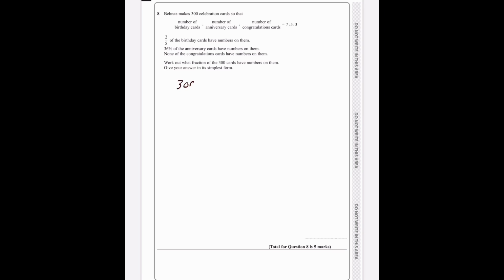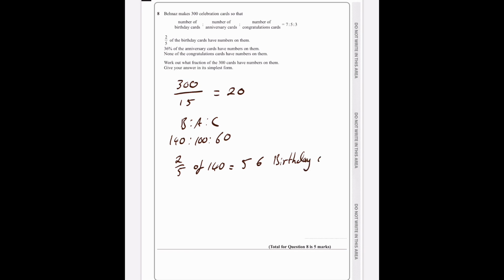Question number 8, so 300 celebration cards. First thing I do is sum 7, 5 and 3 to get 15. To work out the size of one part, we divide 300 by 15, so one part is worth 20. If I times 20 by 7, 5 and 3, we'll get 140, 100, 60 as the ratio. 2/5 of 140 is 56. So there's a total of 56 birthday cards with numbers.